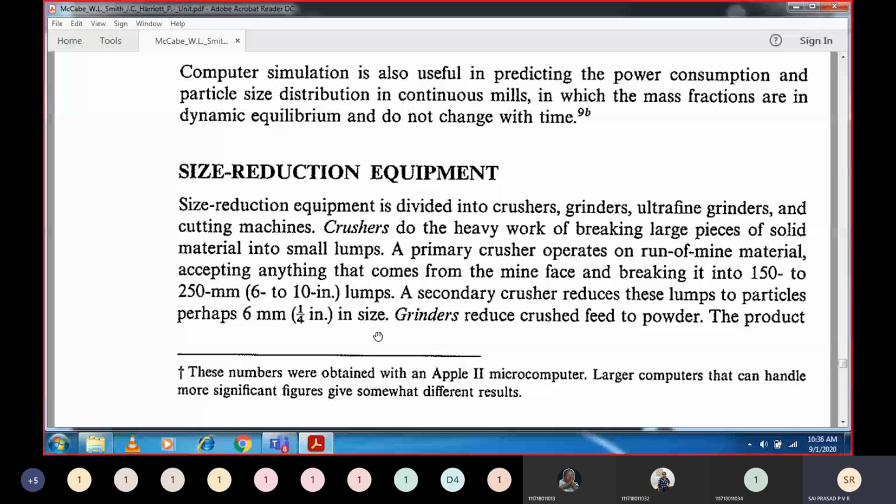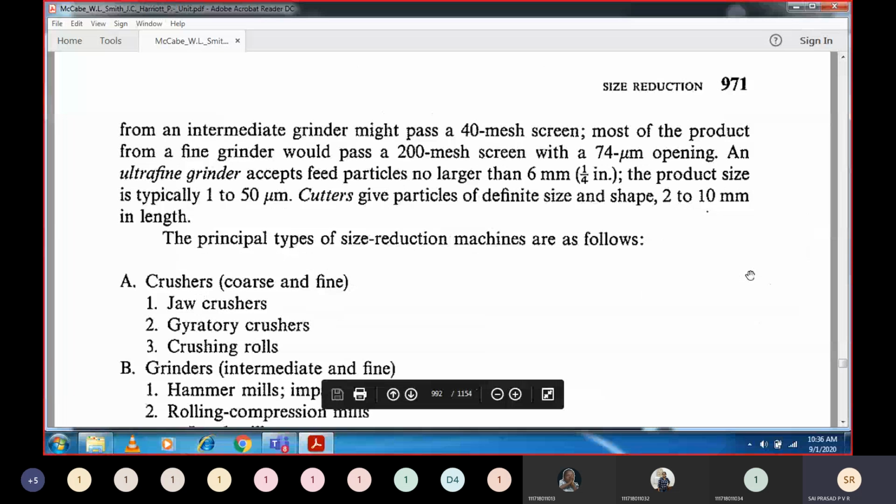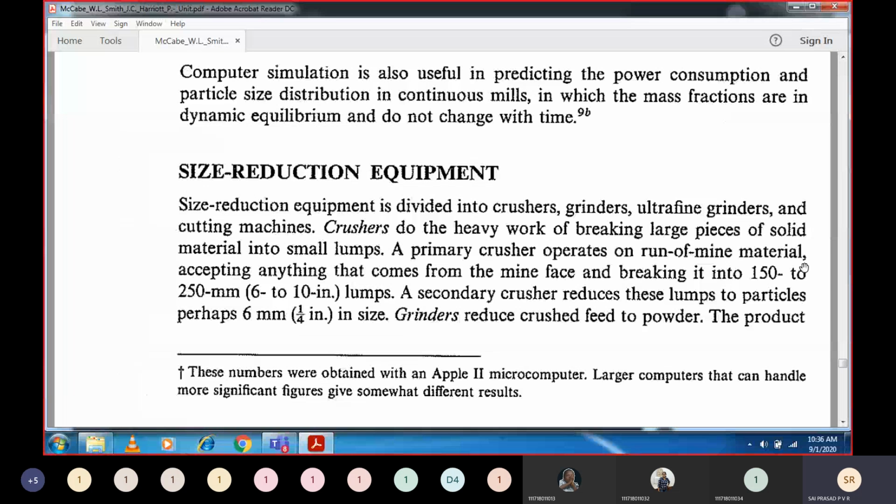Then grinders. Grinders reduce crushed feed to the powder. Whatever product is obtained from the crushers is now sent to the grinders. If you remember, I said that it is not possible for us to reduce the size of very large particles to very small size.